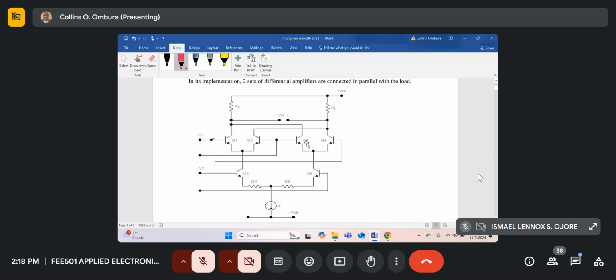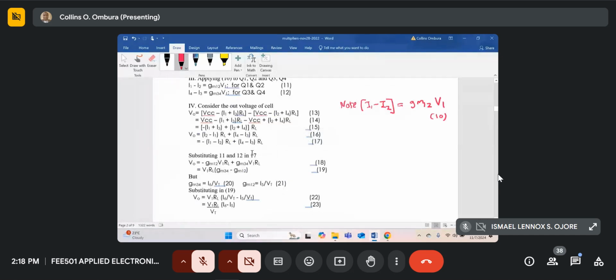We had also derived it over here. It's here, equation 12 over here. You can see it over here. Equation 12, I4 minus I3, we can write it as GM34 V1. So if I substitute it, we get equation 18.